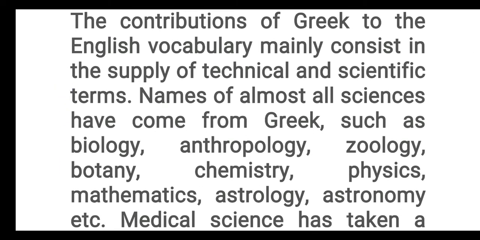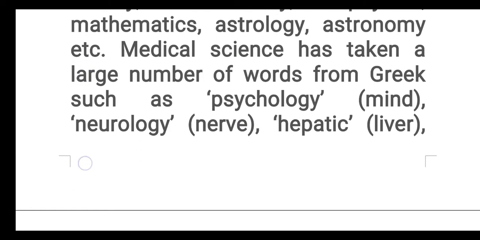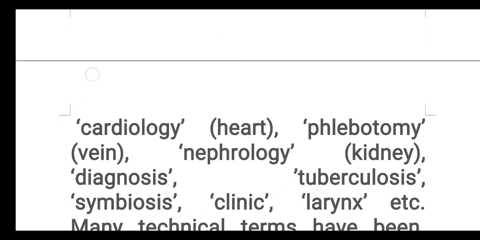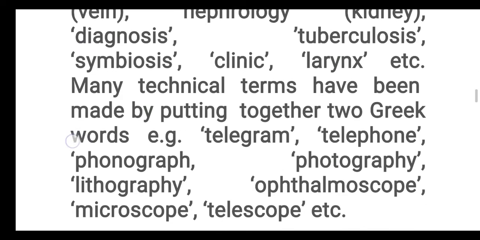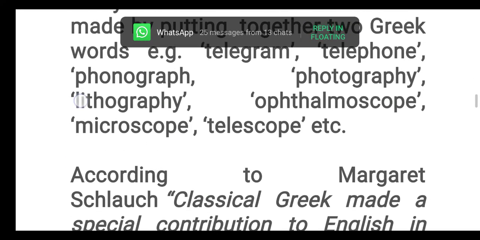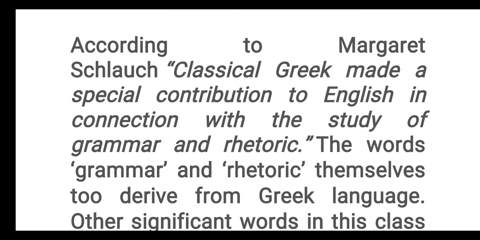Some words related to science, like biology, anthropology, zoology, and botany. These words also include some medical names like psychology, neurology, and all such words. Also, at the same time, you can take technical terms like telegram, telephone, phonograph, photography, and all such words also actually have come from the Greek language.